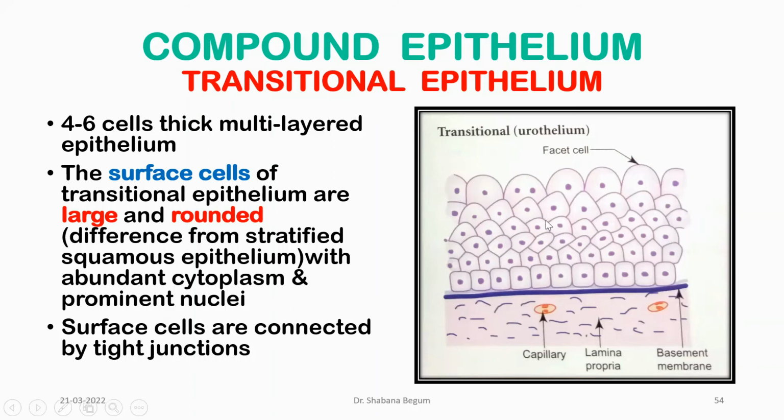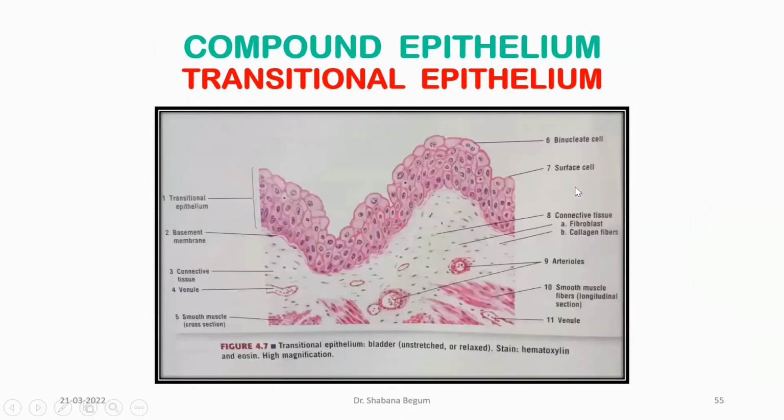But in the stratified squamous variety, what do you find? The topmost layer is flattened. So this is the most important differentiating feature between transitional epithelium and the stratified squamous epithelium. Now these cells are connected by means of tight junctions. We can see that the lowermost cells are smaller, the middle cells are polyhedral, and the topmost cells are large and rounded. This type of epithelium is found in the renal calyx, in the pelvis of the ureter and the ureter itself, and the urinary bladder.